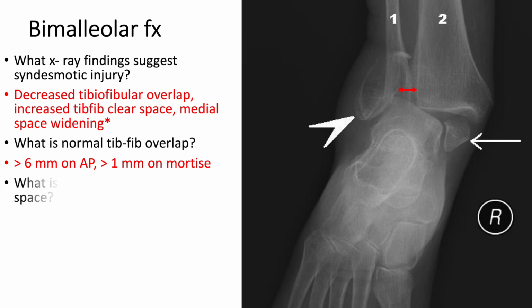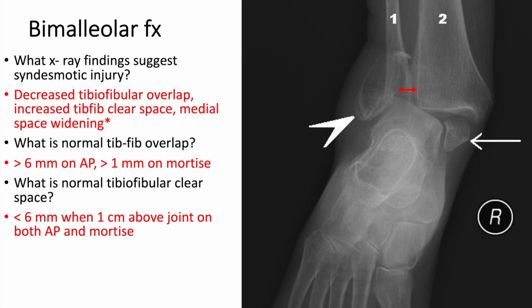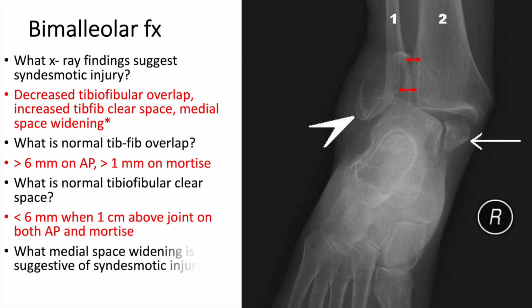Next up, tibiofibular clear space. How are you going to measure that? Or what's the normal? All right, it'll be less than 6 millimeters. All right, and you're going to measure that 1 centimeter above the joint on both the AP and the mortise. So this is a number that does not change regardless of the view, all right, between AP and mortise. All right, and I have that up here as well. That will be the red arrow. And so what medial space widening is suggestive of syndesmotic injury? So what's the cutoff? Okay, so greater than 5 millimeters on a stress view.